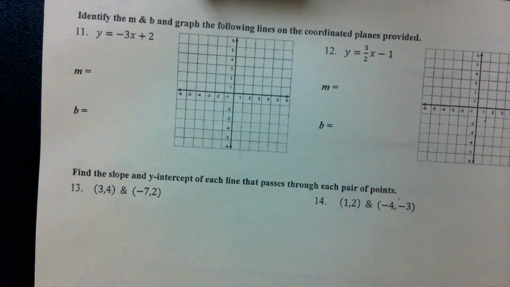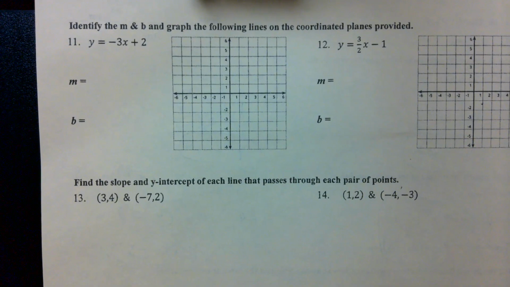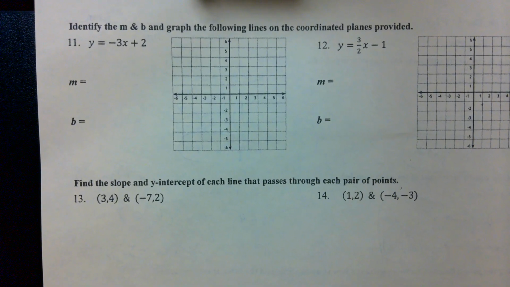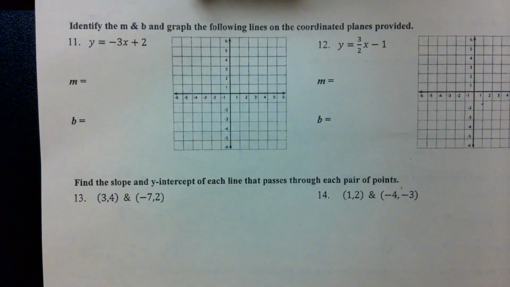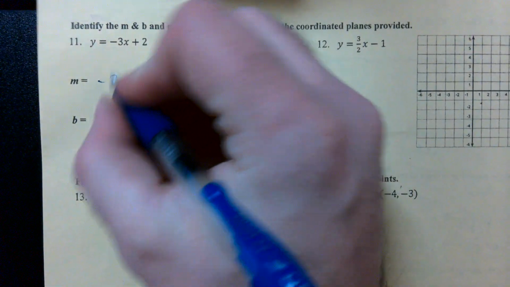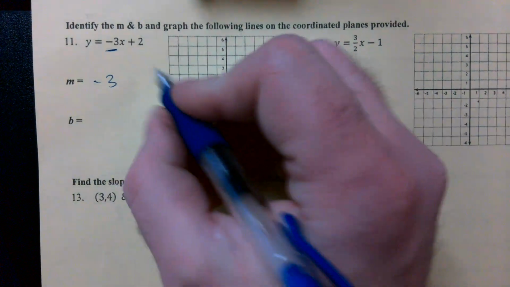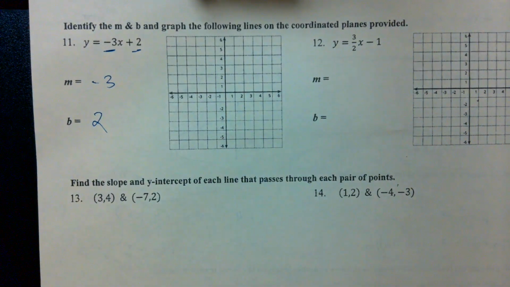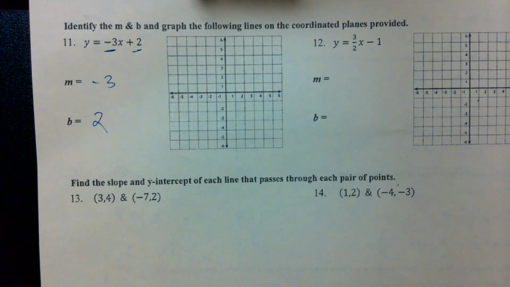I had a lot of questions on that yesterday, so we will spend a good amount of time talking about that. Number 11. Identify m and b. Graph the equation. m and b, real easy. What's my m here in 11? -3. It's just whatever's in front of the x. What's my b? 2. It's whatever is hanging off as a constant, either being added or subtracted on the end of my equation.